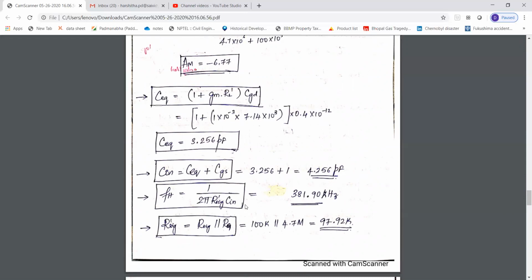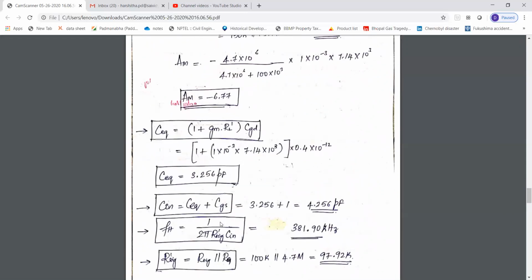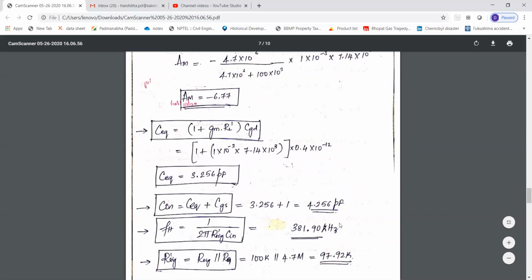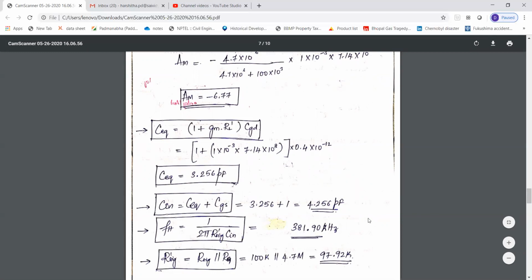And f_H is equal to 1 by 2 pi R signal dash into C in. Substitute all the parameters that we have found. C in is found out. R signal dash is the parallel combination of R signal and R_G. Both of these are given. First find out R signal dash and then substitute in this. And substitute for pi as 3.14. And we found that f_H is equal to 381.90 kilohertz.